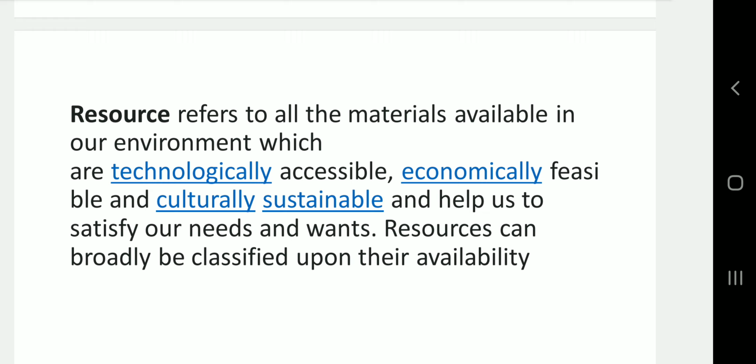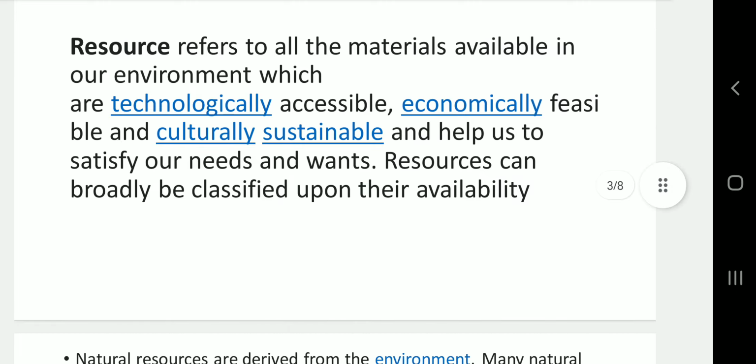And it has to be culturally sustainable, which means it has to be easy to use, it can be preserved for our coming generation, and we can pass on these resources to our coming generation as well. So resources basically help us to satisfy our needs and wants. Whatever our needs and wants are, resources will satisfy that.